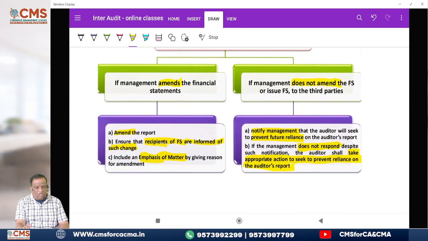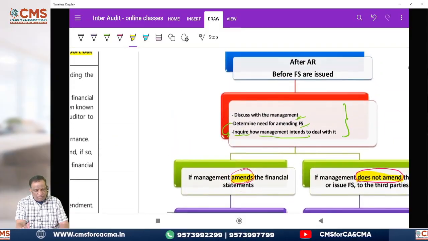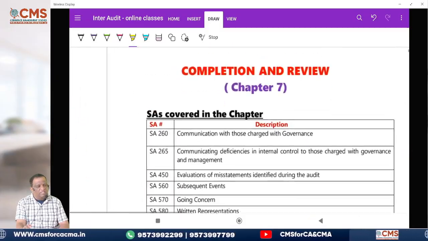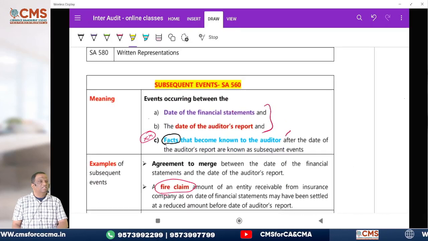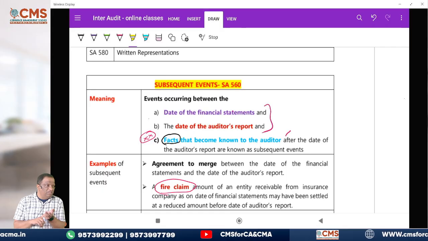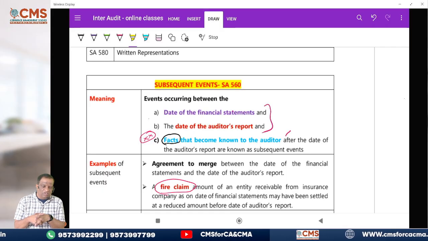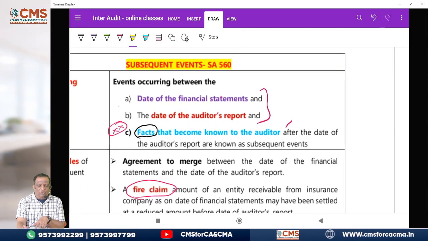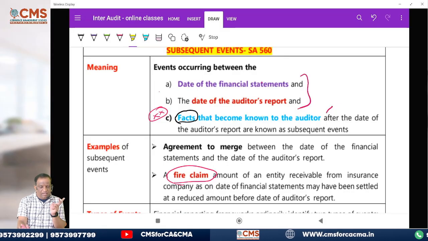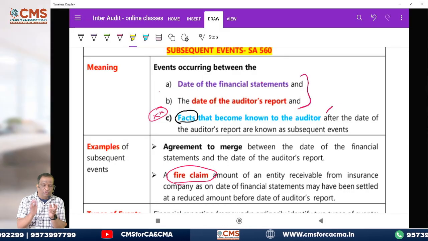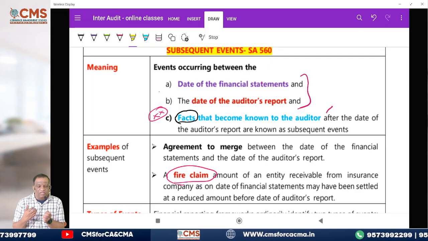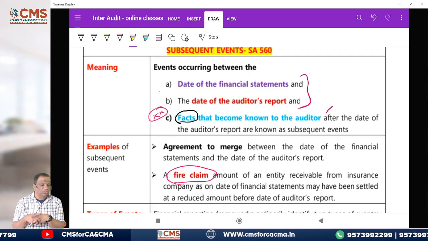So to cut it short, I will summarize the important points out of the subsequent events. It's a small standard. Points are simple. That is, what do you mean by subsequent event? What are the types of subsequent event? And how do you respond to these events? Now you tell me, what do I mean by subsequent events? What are the two dates? Initially they were there: date of financials and date of audit report. But what is added now? The facts becoming known to the auditor even after the auditor's report. So this is the one.